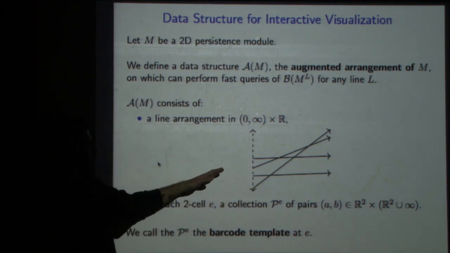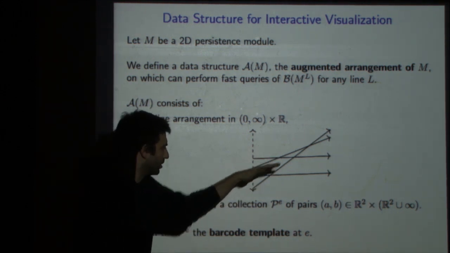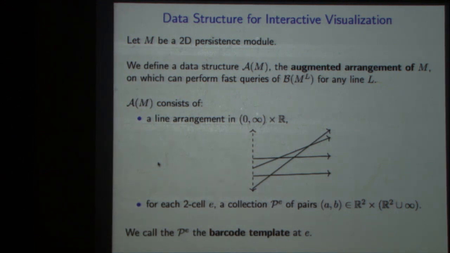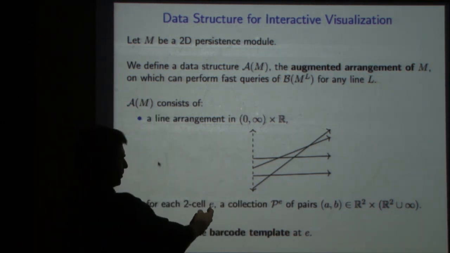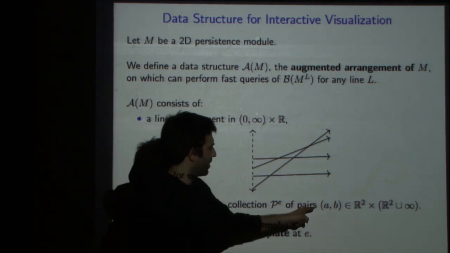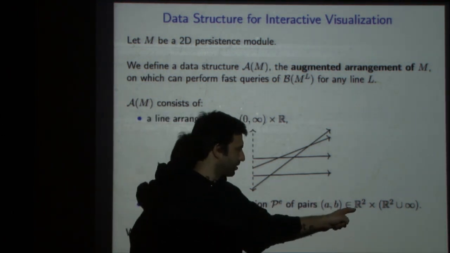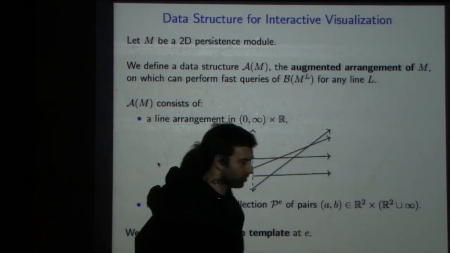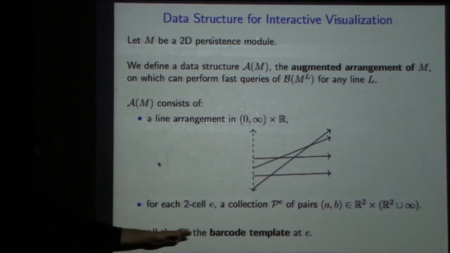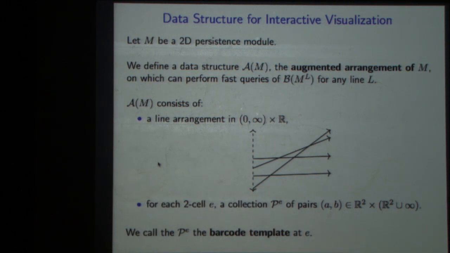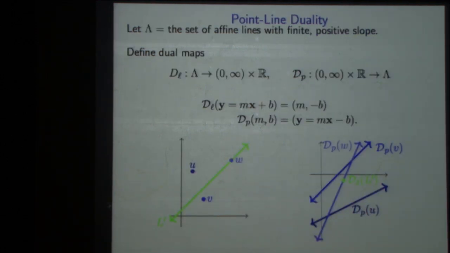This is a cell decomposition of the right half plane induced by a collection of lines. And then secondly, for each 2-cell in this arrangement, each top dimensional cell, call the cell E, I store a collection PE of pairs AB, where A is a point in R2 and B is a point in R2, which is allowed to be infinity. We call this a barcode template. It's obtained by computing a discrete barcode, and we use it to get the barcodes of the slices on the fly.